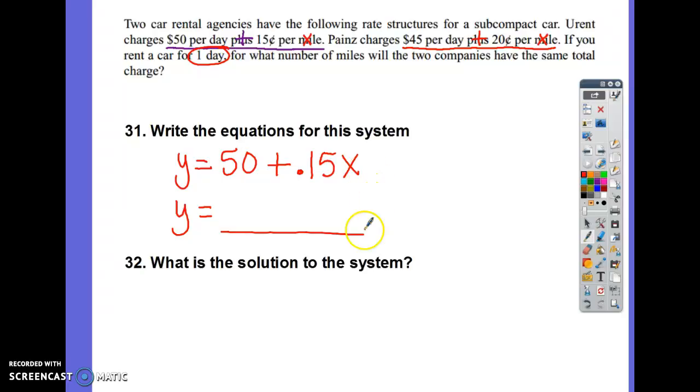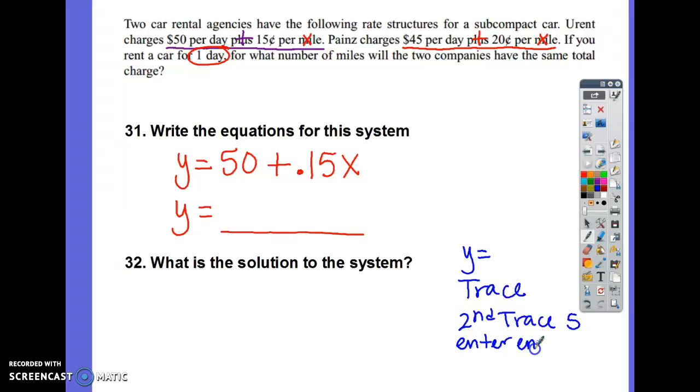Once you find both equations, you're going to put them in y equals. You're going to hit trace to make sure that you see the intersection. If you don't see the intersection, you're going to have to zoom out, make the graph bigger. Then you do second trace 5, enter, enter, enter. Okay, make sure once you finish this packet, you go ahead and start on the other packet that I left you.